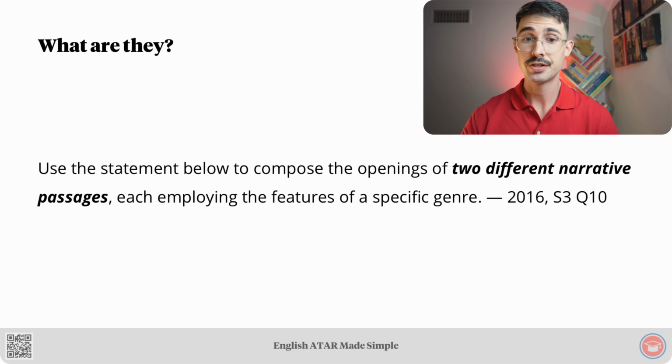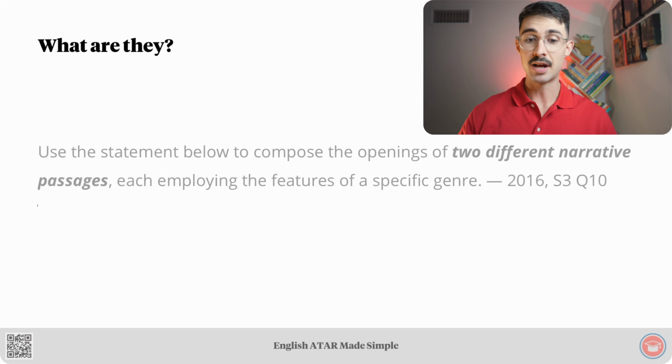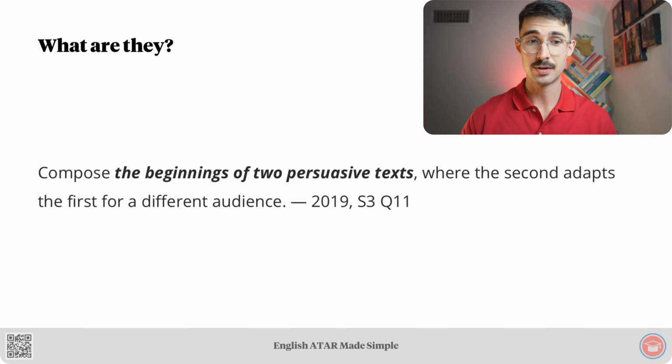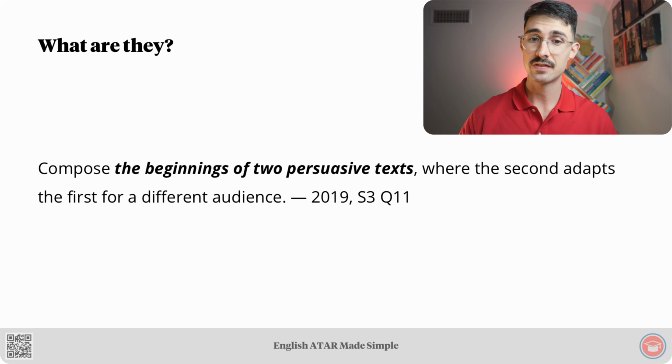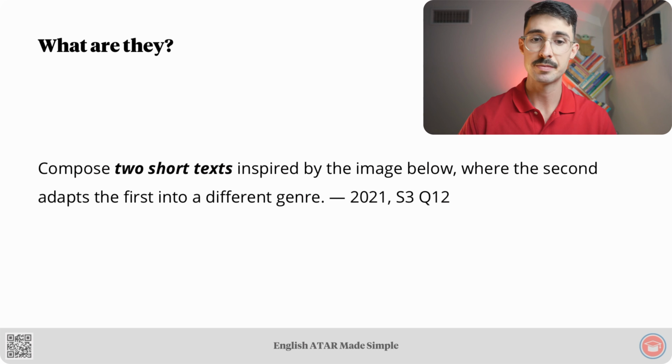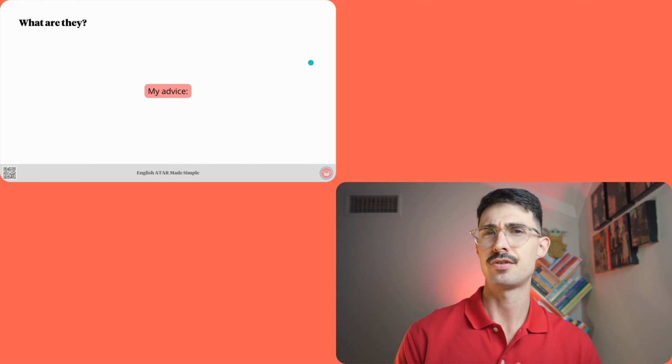Use the statement below to compose the openings of 2 different narrative passages, each employing the features of a specific genre. Inspired by this image, compose 2 brief interpretive texts that represent different perspectives. We've got another one. Compose the beginnings of 2 persuasive texts where the second adapts the first for a different audience. And one more. Compose 2 short texts inspired by the image below, where the second adapts the first into a different genre. My advice in relation to these questions.